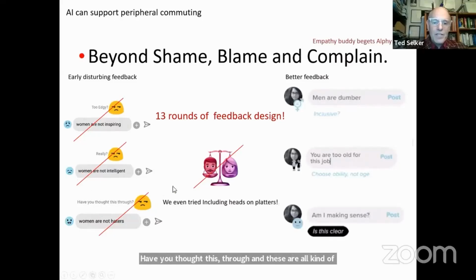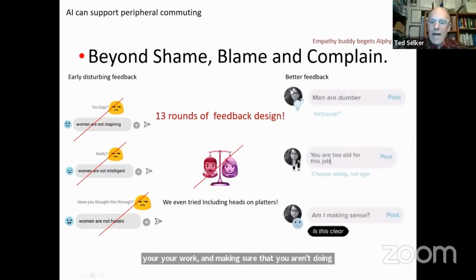And so what happened after 13 rounds of feedback design is we got to something better. By the way, along the way, at one point, we were going to have inclusion be two heads on platters. It was supposed to show women and men balanced, but if you look at that, that's a pretty gruesome image that we came up with. So it's often important, when you go to the icon factory, to have somebody else look at your work and make sure that you aren't doing something really stupid.